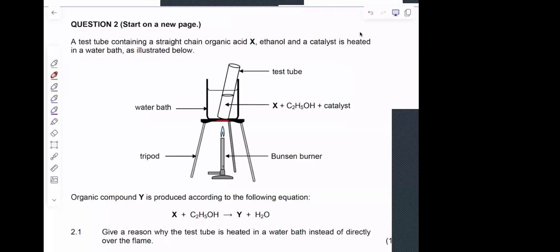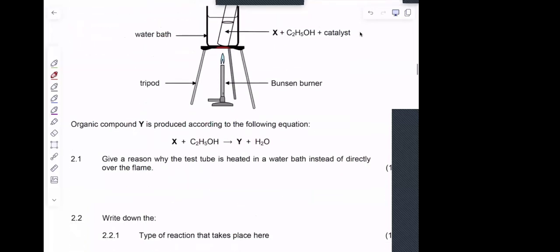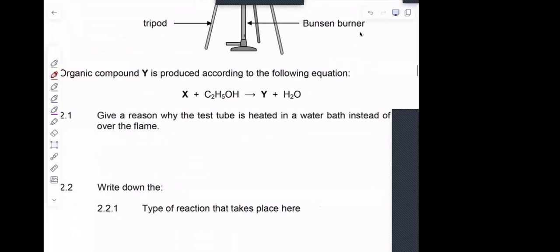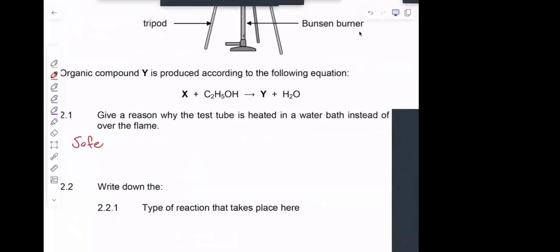Alcohol is highly flammable. Because the test tube contains a flammable compound, which is alcohol, so the test tube gets heated equally. Alcohol is flammable. Well done, guys. And that's exactly it, it's for safety reasons. So number 1, it's for safety: alcohol is flammable. And also what we want to do is heat our reaction evenly.